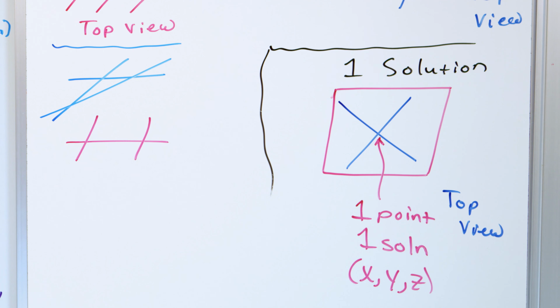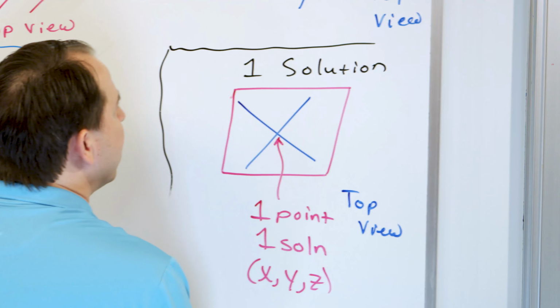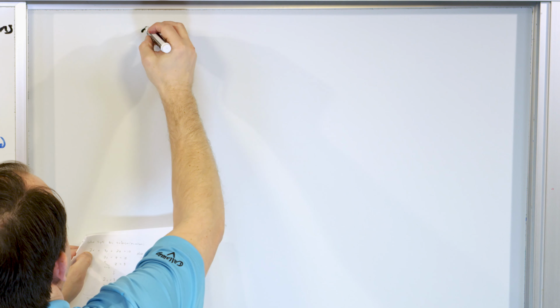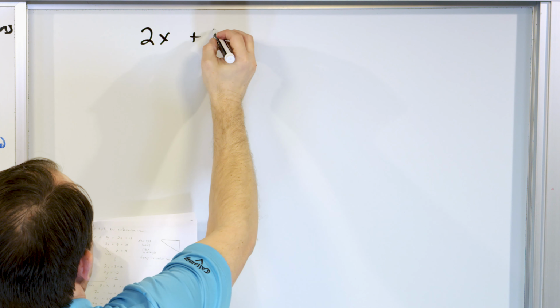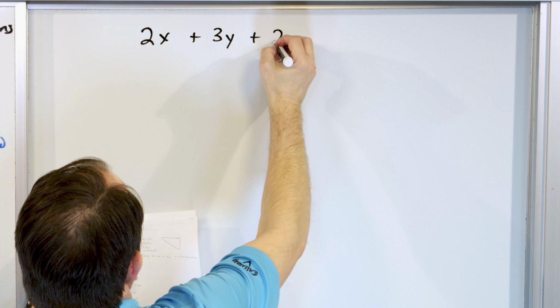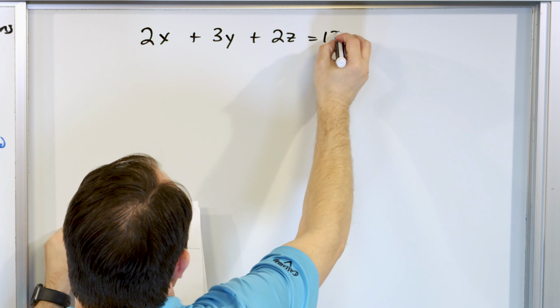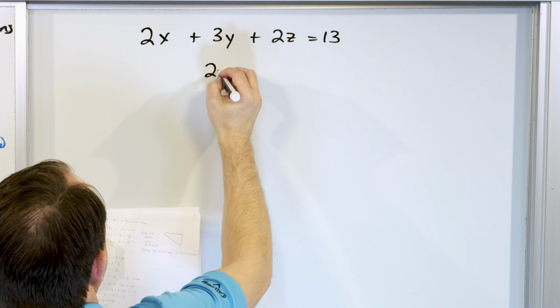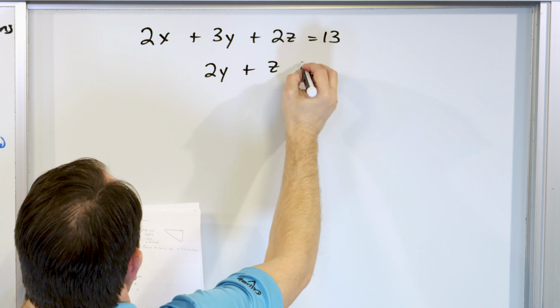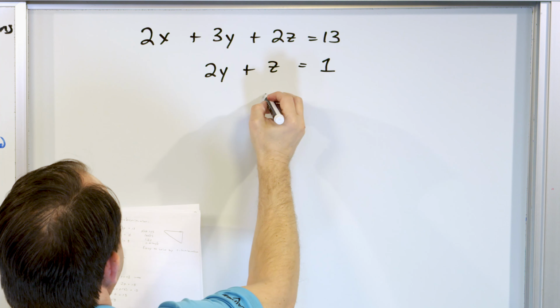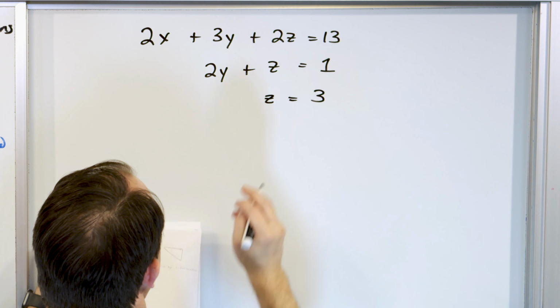So what we need to do now is keep this in the back of our mind while we solve our first set of equations. Because the type of solution you get is going to be one of these, essentially. So our first system is going to look like this. Let's say we have 2x plus 3y plus 2z is equal to 13. The next equation is 2y plus z is equal to 1. And the third equation is z is equal to 3.